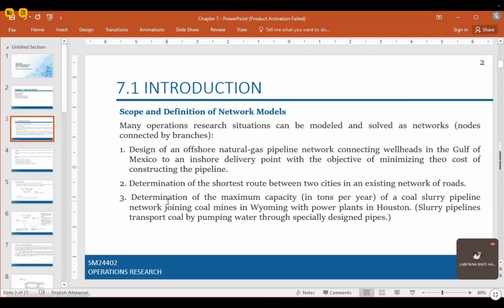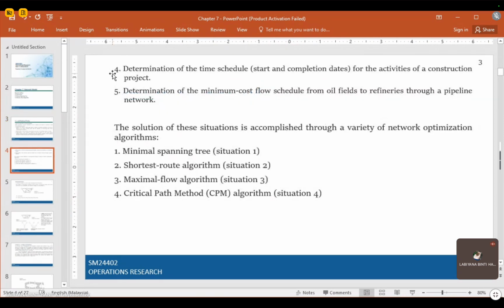The third one, determination of the maximum capacity in tons per year of a coal slurry pipeline network joining coal mines in Wyoming with power plants in Houston. Okay, so this one they want to determine the maximum capacity. Okay, let's look into the fourth one.